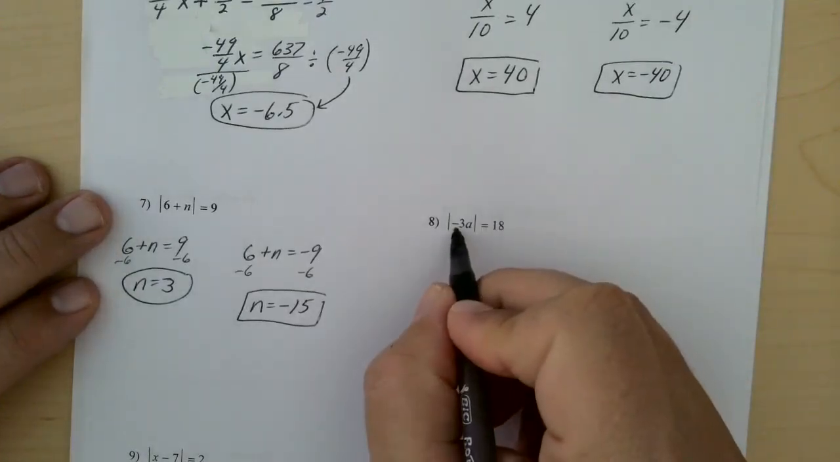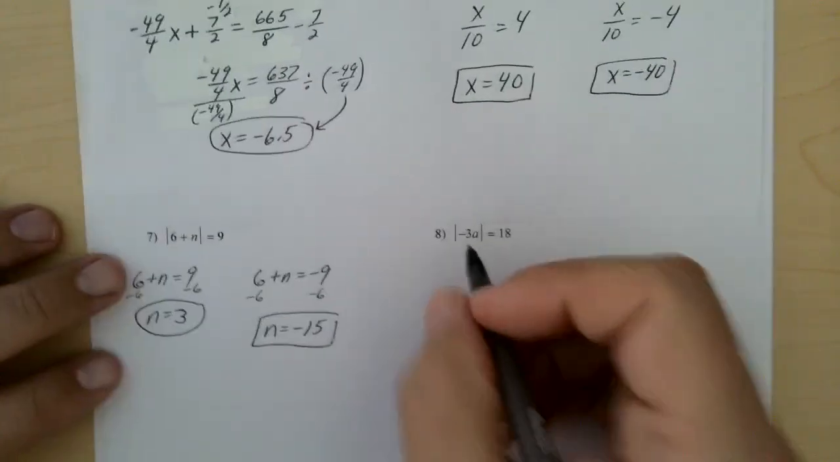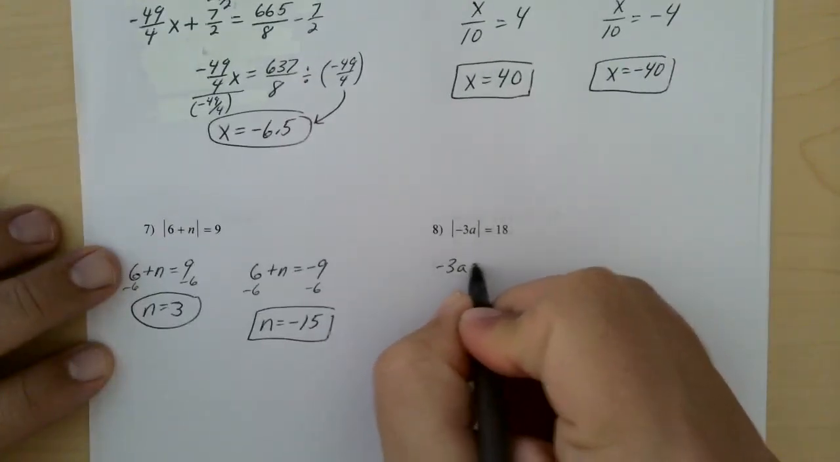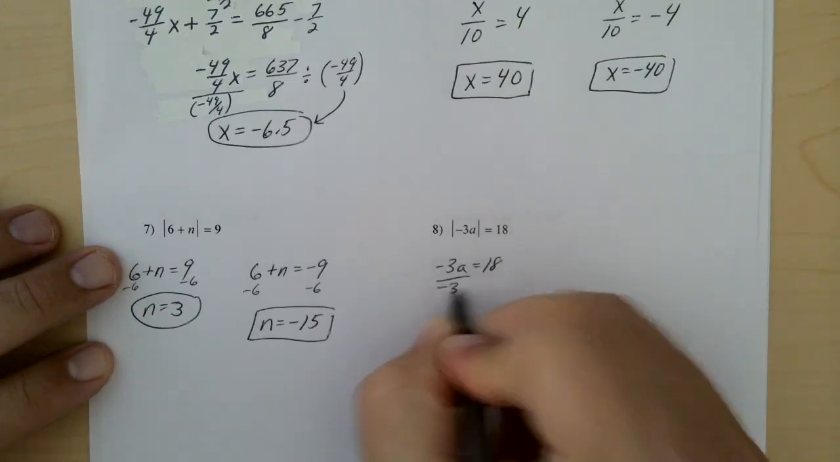So again, don't change this. A negative 3a stays a negative 3a. Okay, so when you find absolute value, I just drop the bars and I solve.